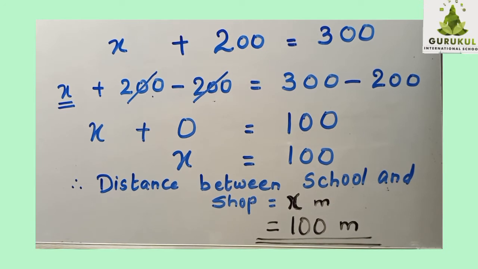So the last statement you can complete. Write: distance between school and shop is equal to, we have taken as x meter because we didn't know what the distance is. So I took it as x meter. So that is equal to 100. x is 100 meters. Is it clear? So this method is easier than trial and error, where we are taking different options for the variables. Instead of that, we can use this method for solving any equations. Is that clear to you?